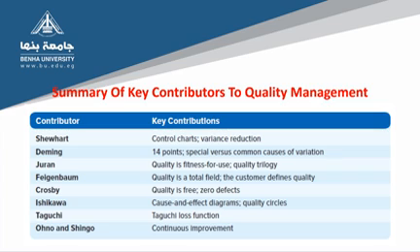Armand Feigenbaum. Feigenbaum was instrumental in advancing the cost of non-conformance approach as a reason for management to commit to quality. He recognized that quality was not simply a collection of tools and techniques, but a total field. According to Feigenbaum, it is the customer who defines quality.